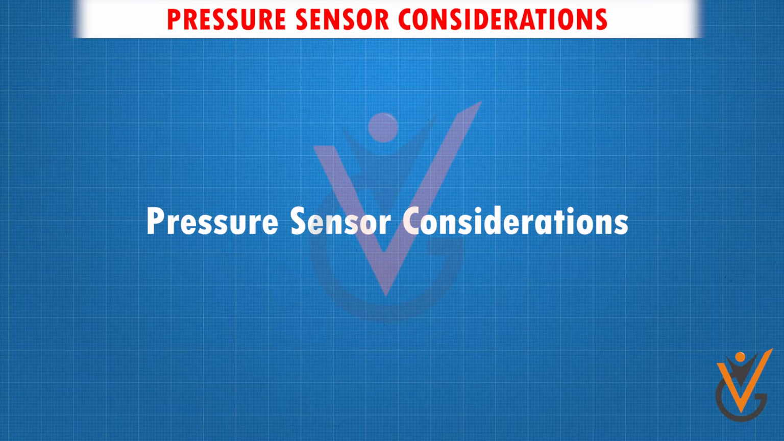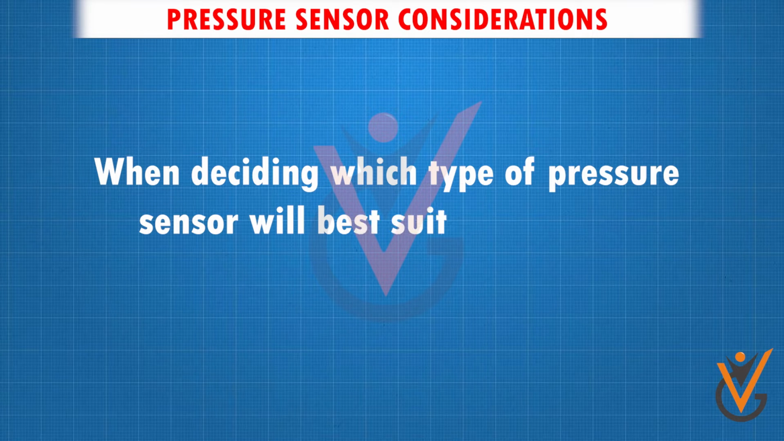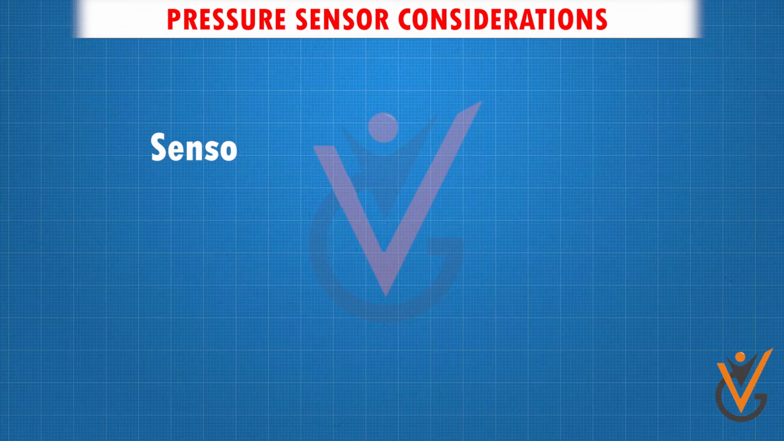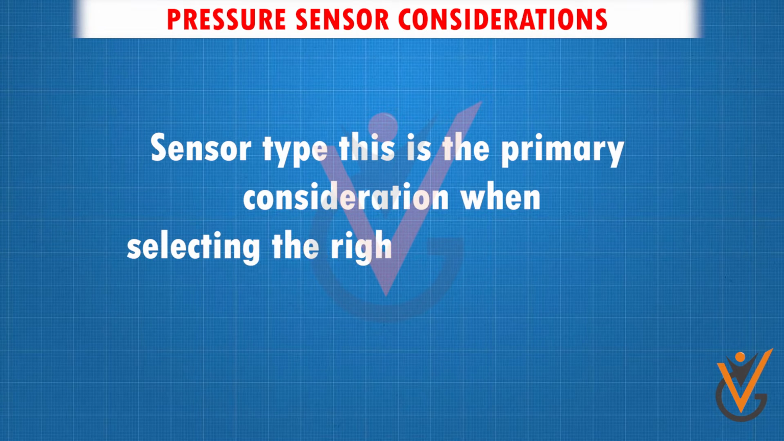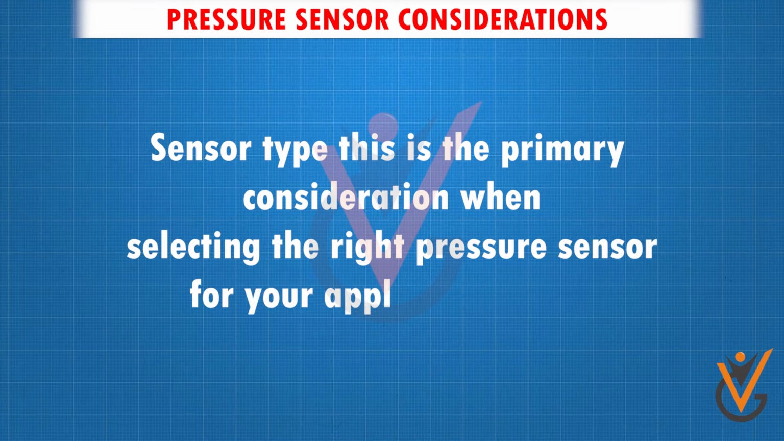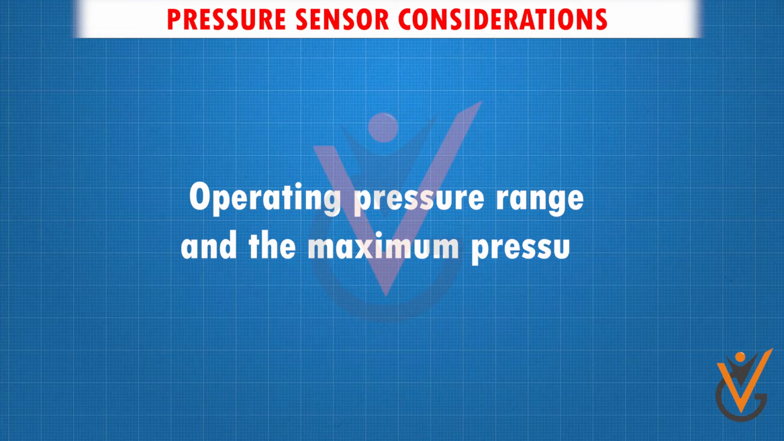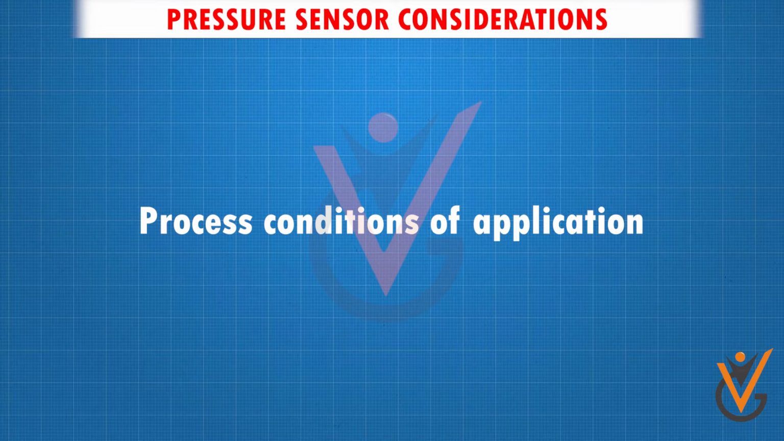Pressure sensor considerations. When deciding which type of pressure sensor will best suit your needs, you should consider the following points. Sensor type. This is the primary consideration when selecting the right pressure sensor for your application needs. Operating pressure range and the maximum pressure. Onboarding times. Process conditions of application.